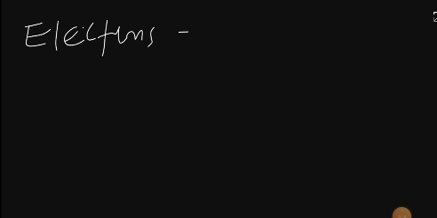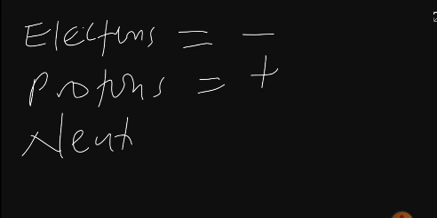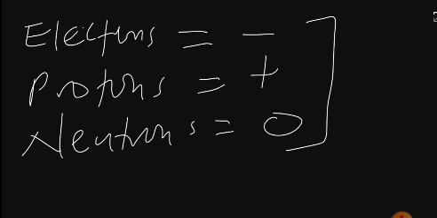Now you know that electrons have a charge which is negative. Protons have a charge which is positive. And neutrons have a charge which is 0. They are neutral. So this must be noted: electrons negative, protons positive, neutrons 0.